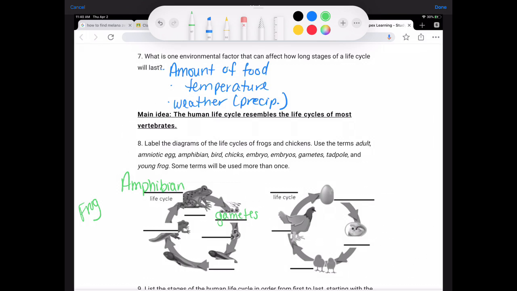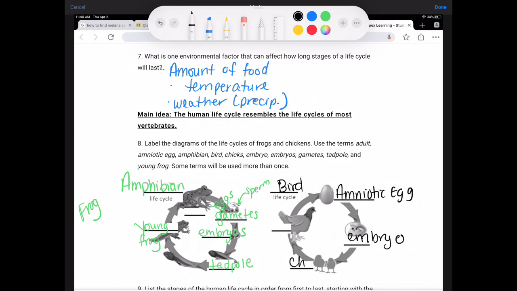In the picture here, you can see the sperm and the eggs, and those are going to become embryos once the sperm fertilizes the egg. Then you have your little baby tadpole, and the tadpole develops into a young frog until eventually it develops into the adult frog. Let's look at the bird. So for the bird life cycle, we start out with an amniotic egg, an embryo, a chick, and then an adult bird.